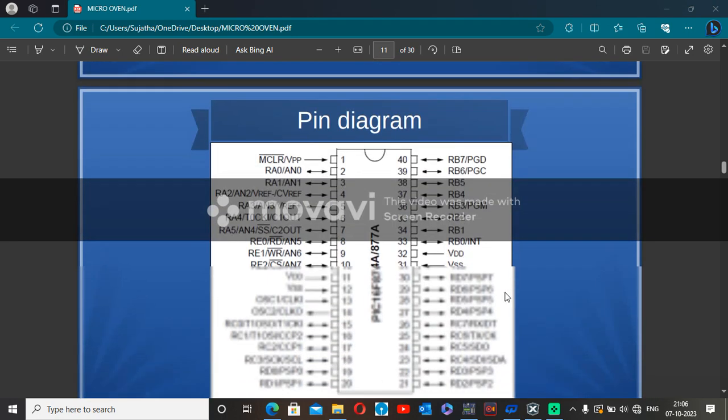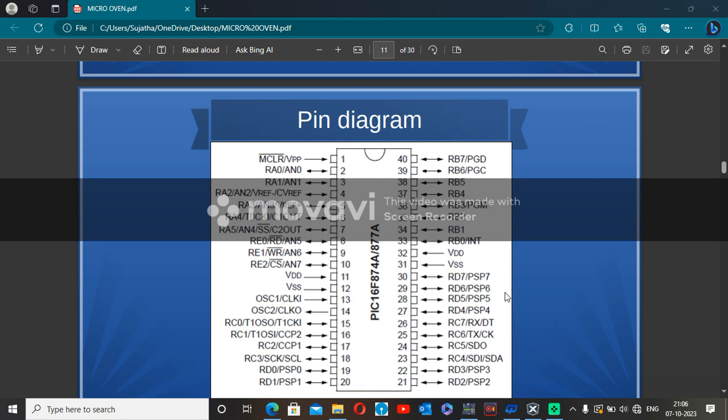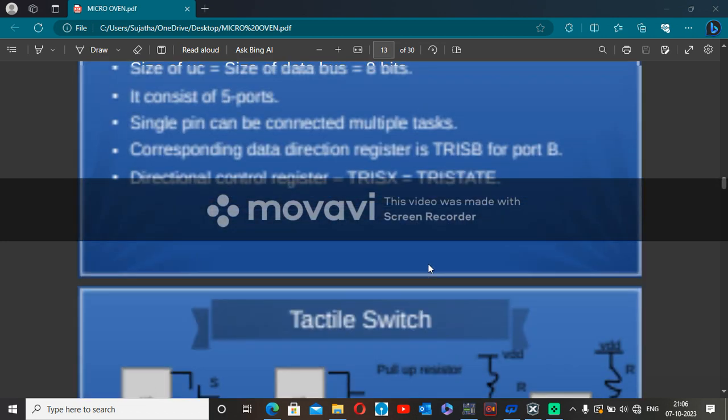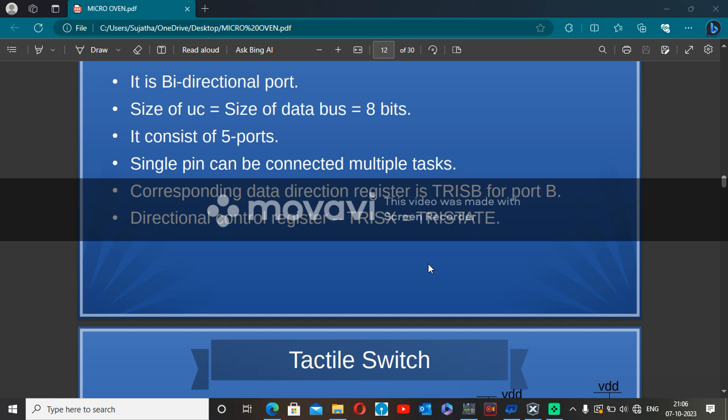Here is a pin diagram of the PIC microcontroller, PIC16F877A. It consists of 40 pins, and we know that the PIC ports are bidirectional. The size of the data bus is 8 bits. It consists of 5 ports. A single pin can be connected to multiple tasks. The corresponding data direction register is TRISB for port B. A direction control register is also there.